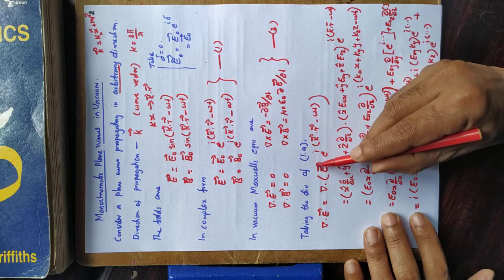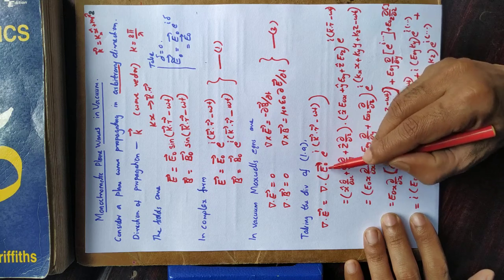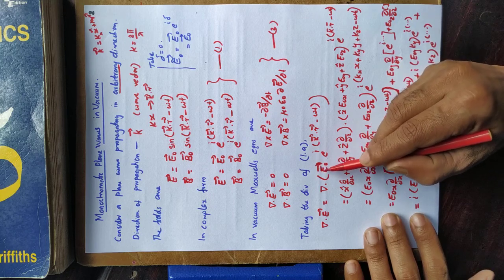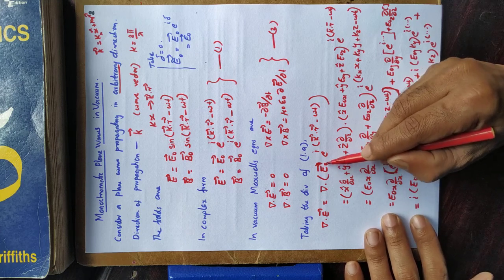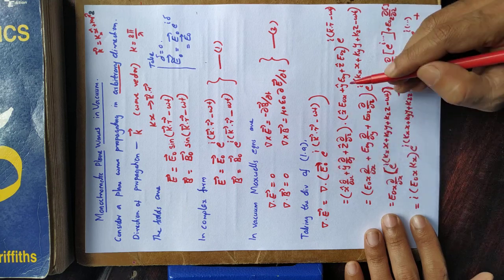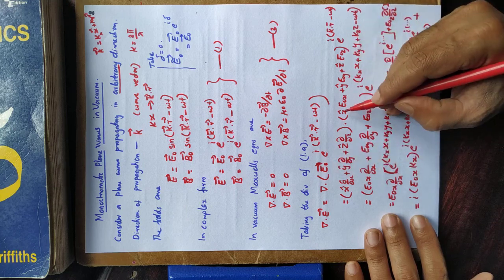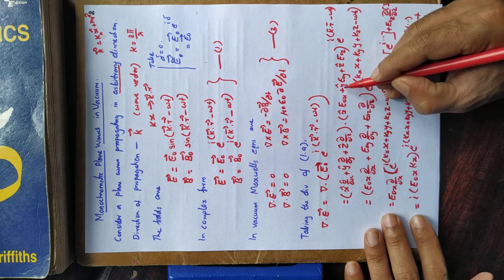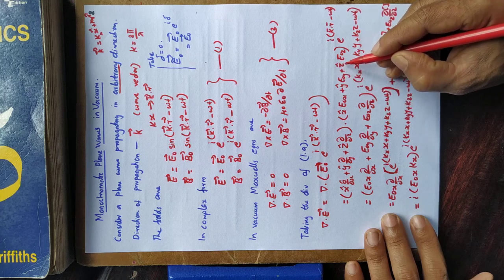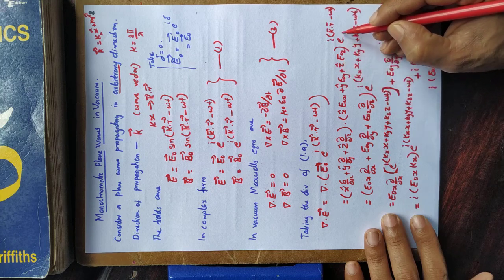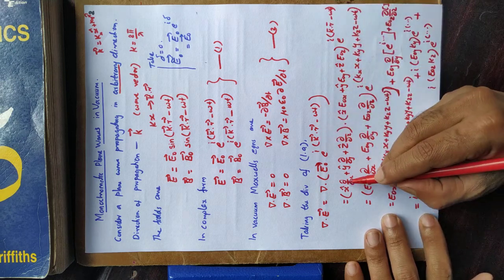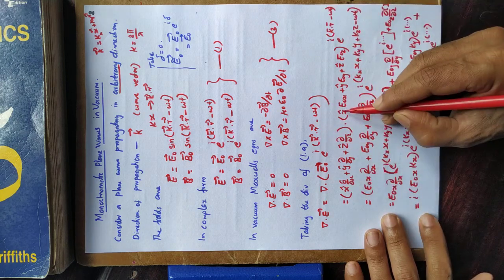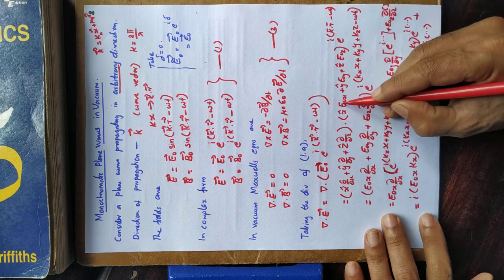The vector nature, the vector direction, is also included in this. So this electric field amplitude E0 can be expressed in general with x, y, z components: x cap E0x plus y cap E0y plus z cap E0z, times e raised to i times k dot r minus omega t. Now taking the dot product, x cap dot x cap, so dou by dou x of E0x.